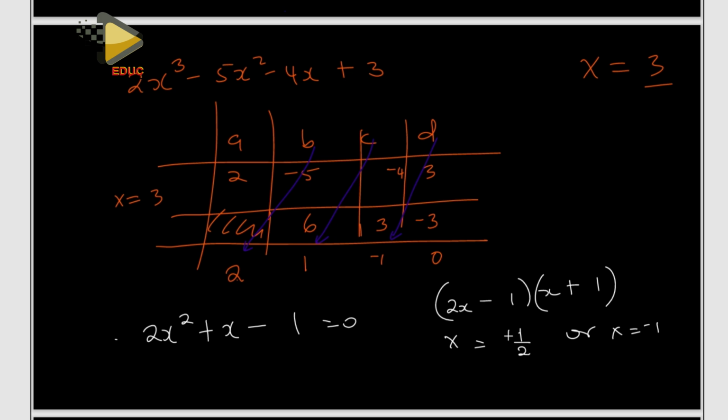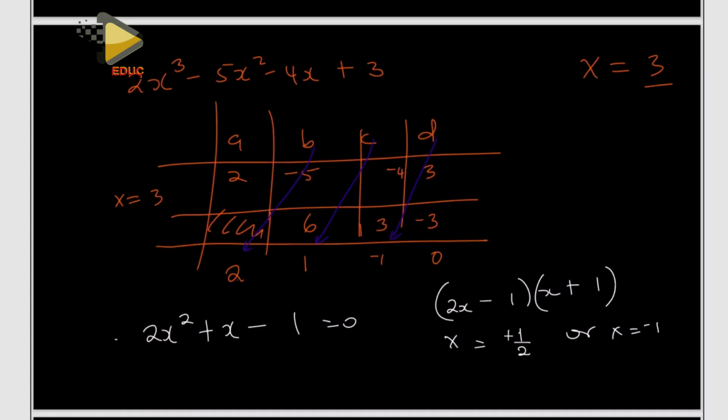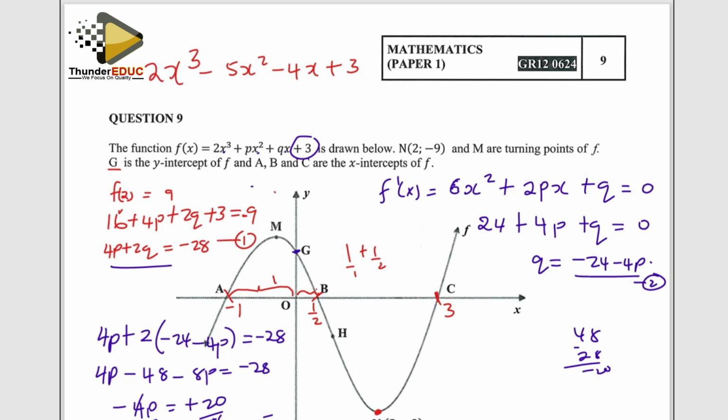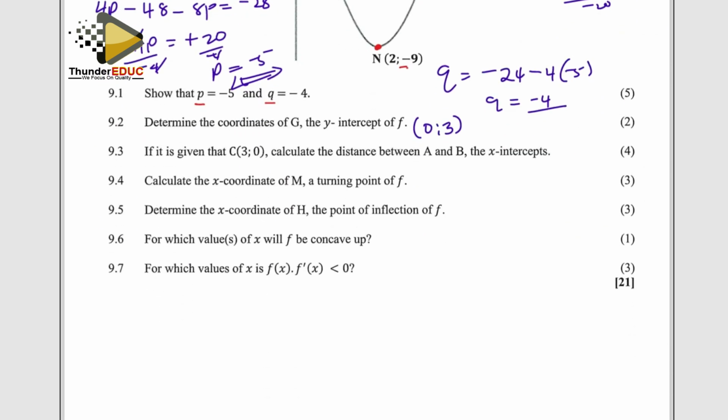Now the question is asking for the distance. So if this is -1 and this is a half, the distance in between, this is going to be 1 unit. This is going to be a half. So 1 plus a half is going to be 3/2 units, or 1,5 units. So 1,5 units, or it can be 3/2. So that is what they wanted us to do. Get the x-intercept and then move on.